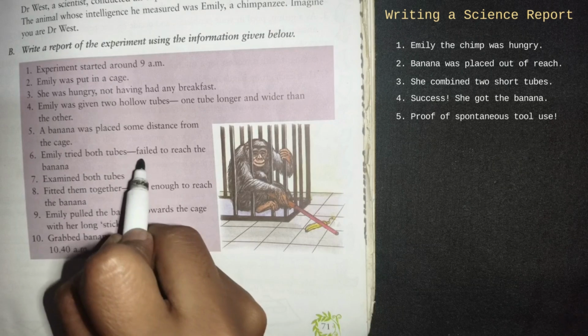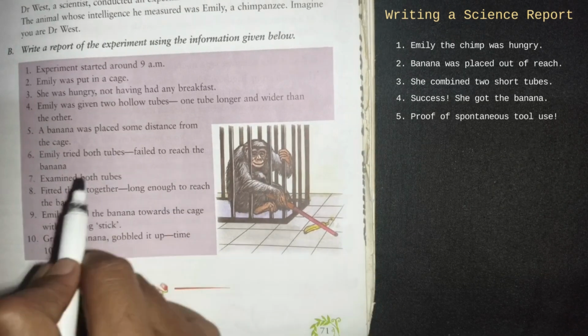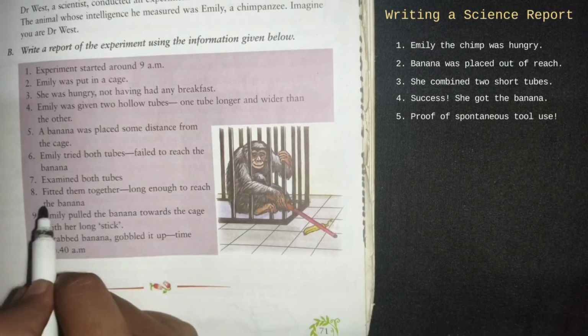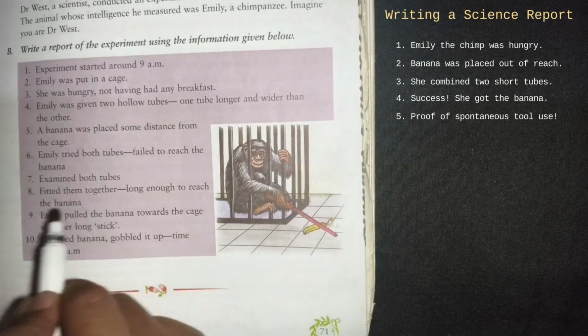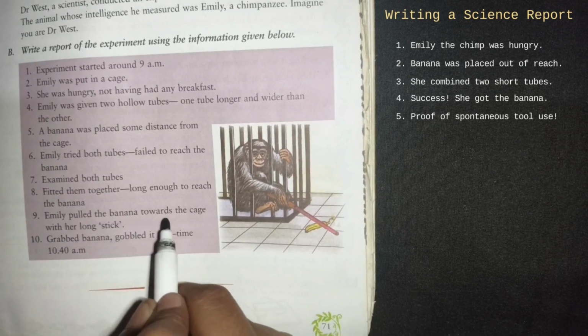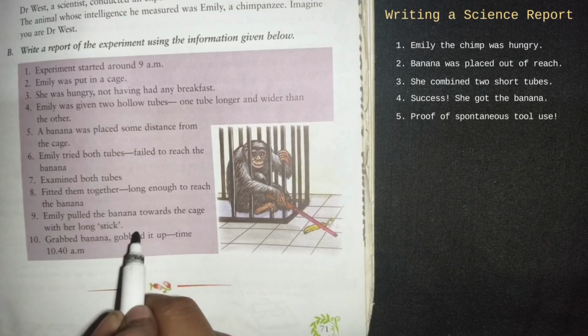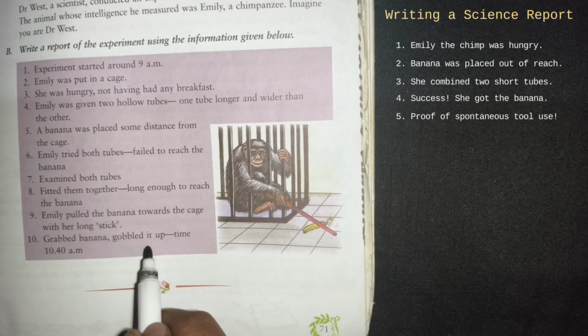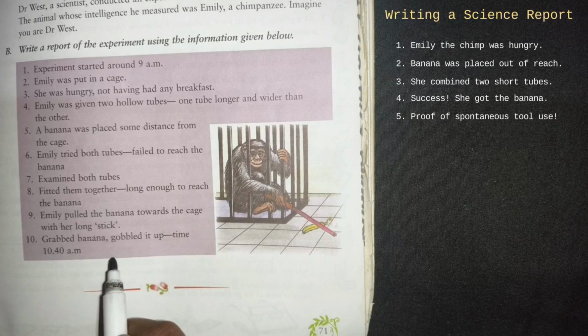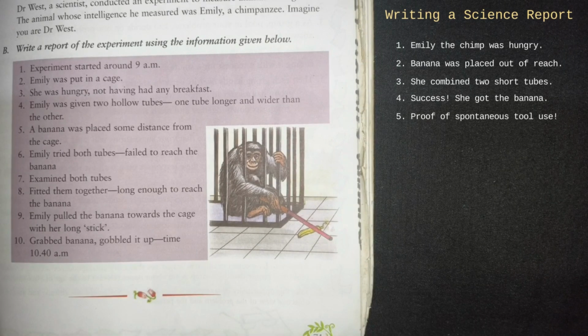Emily tried both tubes, failed to reach the banana, examined both tubes, fitted them together long enough to reach the banana. Emily pulled the banana towards the cage with her long stick, grabbed the banana, gobbled it up. Time 10:40 am. Now pause the video and write a report of the experiment using the information given.